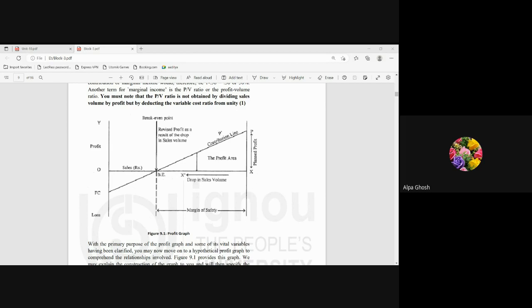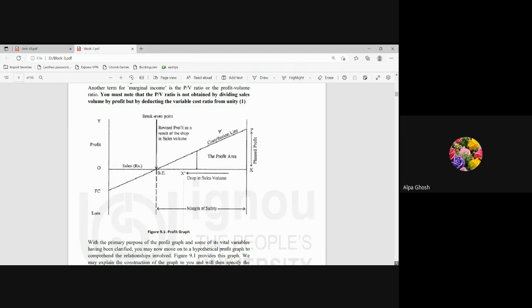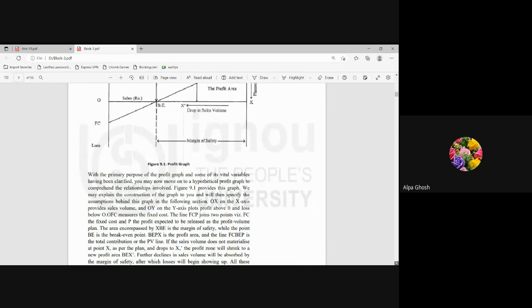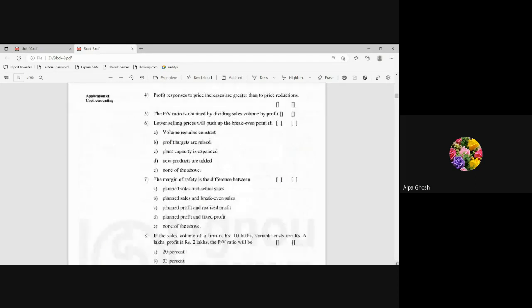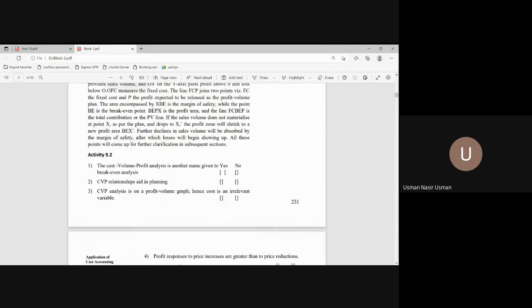Is this graph clear? But we are not hearing when you are explaining the graph. You are muted. No, I am unmuted. I mean, when you are explaining the graph, you are not audible to us.